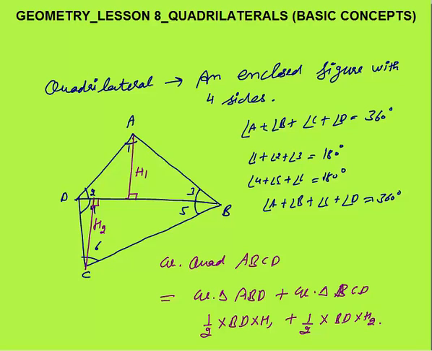So if you know the length of BD as well as H1, H2, you can always calculate the area of the quadrilateral. Simply what you have to do, you have to make one diagonal, then you need two perpendiculars in order to calculate the area of the quadrilateral.